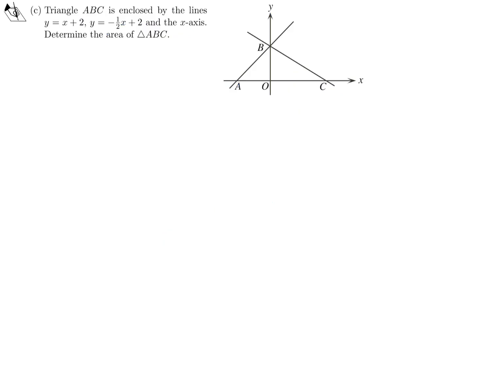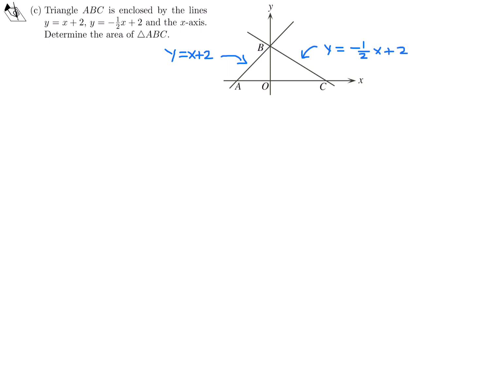Triangle ABC is enclosed by the lines y is equal to x plus 2 and y is equal to negative 1/2 x plus 2 and the x-axis. Determine the area of triangle ABC. So this line is y is equal to x plus 2 because it has a positive slope. And this line, of course, has to be the other one, which is minus 1/2 x plus 2.